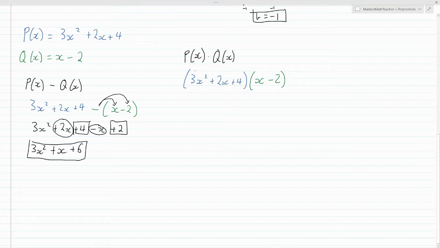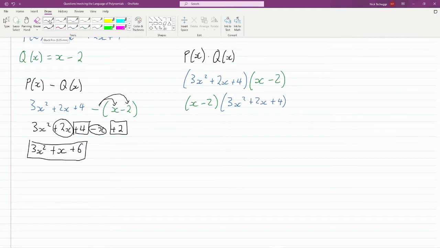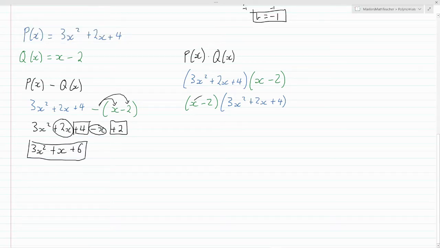Right now, this kind of looks like something we can do, but we can write that the other way around to make it something we've done multiple times in the past. So x minus 2 times 3x squared plus 2x plus 4. I haven't changed the question, I've just rearranged. Remember, we're allowed to do that. Now, we can expand. So I'm going x times 3x squared, and that is 3x cubed. I'm going with x times 2x, so we get 2x squared. And x times 4 is 4x.